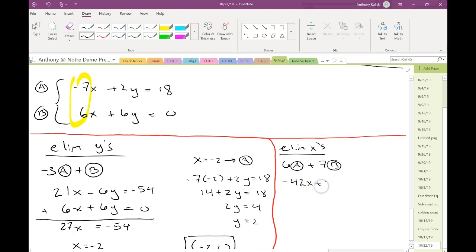Equation A then is going to become 42x plus 12y equals 108. And then equation B is going to become 42x plus 42y equals 0. So when I add them together, the x's cancel out. They give me 0. 12y plus 42y is 54y. And that has to equal 108. And if I divide both sides by 54, I get 2.